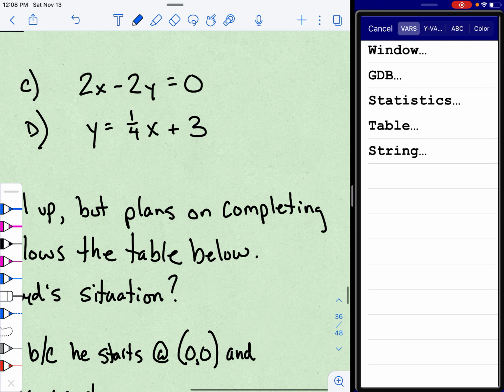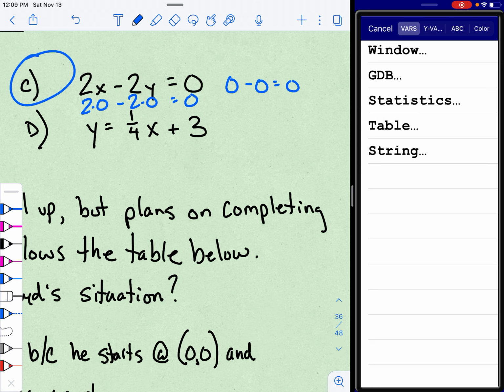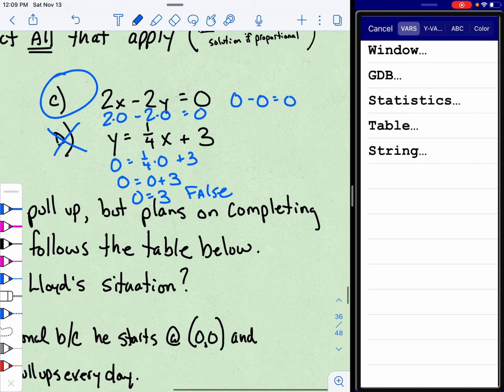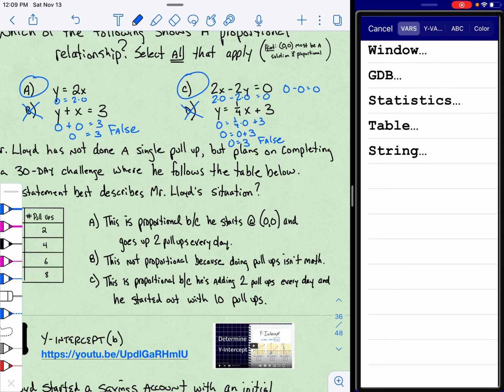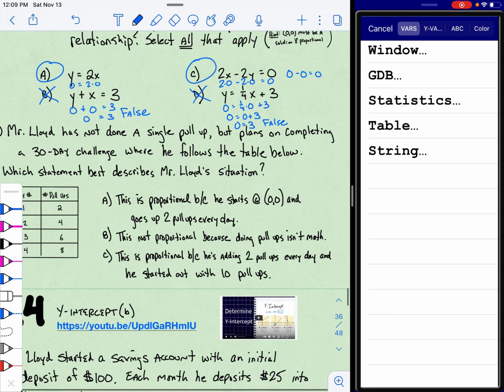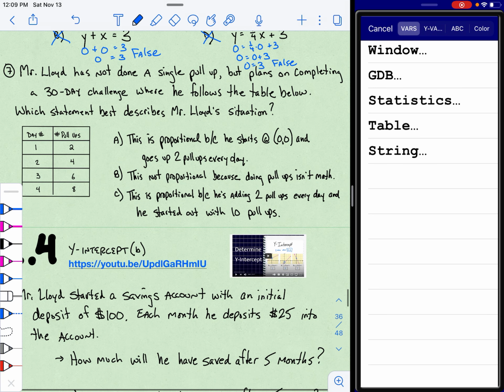Let's keep going. 2 times 0 minus 2 times 0 equals 0. Well, 2 times 0 is 0. Minus 2 times 0 is 0 equals 0. That's going to be true, so we like that one. And the last one, 0 equals 1/4 of 0 plus 3. Well, 1/4 of 0 is 0. But 0 plus 3 is not going to be 0, right? 0 equals 3 is false. So not that one. So A and C. And that's how I would do those. Hint, hint, wink, wink. That's how I would do those.